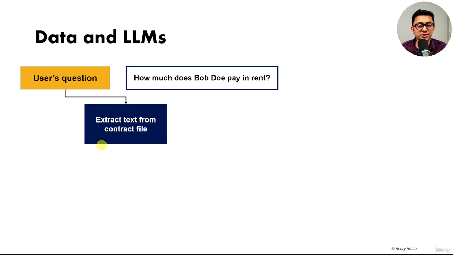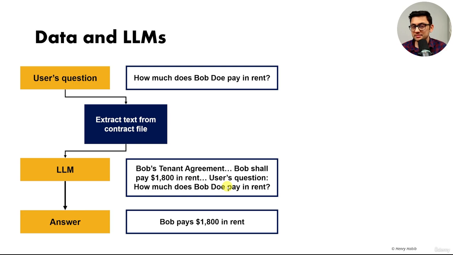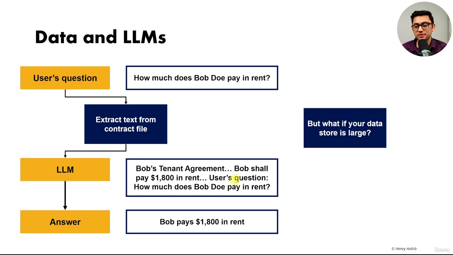Okay? Instead, what you can do is you can manually extract the content from his tenancy agreement or from their contract file, put that into the LLM, put that into the prompt itself, and then if you do that, it is able to answer the question for you. Bob's tenant agreement, Bob shall pay $1,800 in rent. User's question, how much does Bob pay in rent? So that's what you put into the LLM instead. You don't just say, how much does Bob Doe pay in rent? You basically give the LLM the full tenant agreement, and then you ask, how much does Bob Doe pay in rent? And then it answers the question well, and it works really well too.